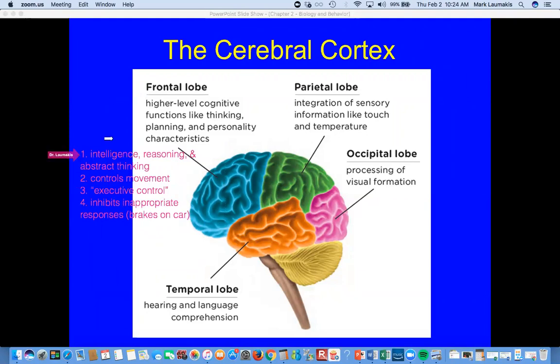Okay, so let's review these together. Intelligence, reasoning, and abstract thinking. So again, doing higher level stuff, right? Comparing and contrasting two different cultures and the beliefs that they have about the role of women. That's higher level stuff. Analyzing some physics problem and being able to explain to someone how things would work in a new scenario. That's frontal lobe functioning, intelligence, reasoning, and abstract thinking.